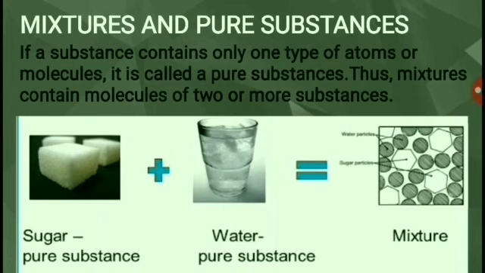So, what are pure substances and what are mixtures? If a substance contains only one type of atoms or molecules, we call it a pure substance. And if two substances are combined together, we call it a mixture. Like you are seeing in this picture, we have two pure substances, sugar and water, and when they are combined together we have a mixture.